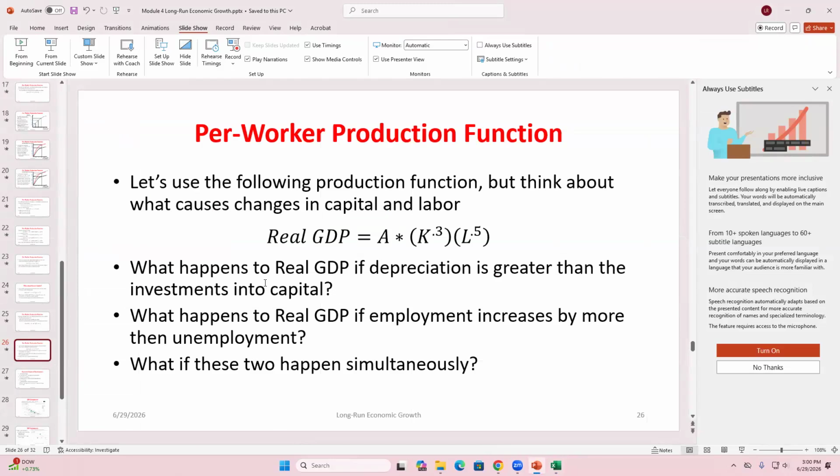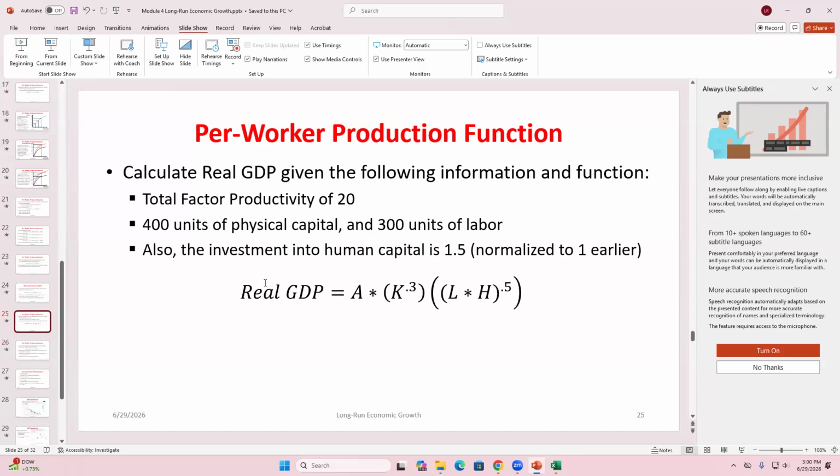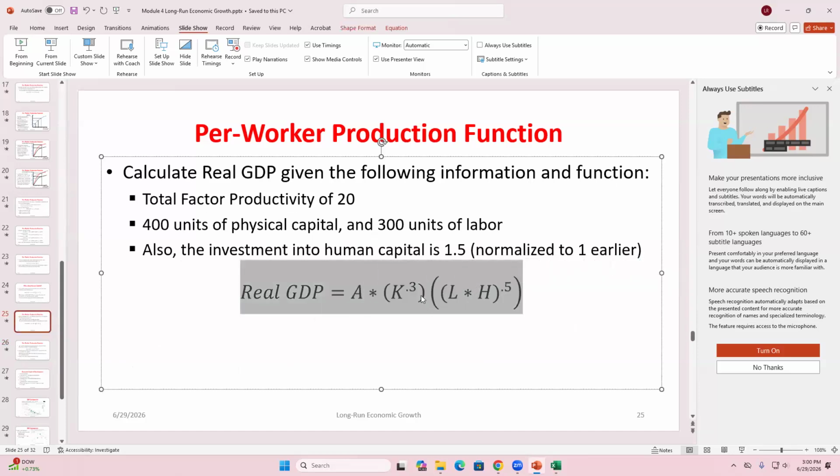Okay. And I could start to do any combination of these things. So the most complicated would be, let's say I had this production function, right? And I told you that we have increases in depreciation, while at the same time we're investing more into human capital. Well, there, depreciation going up actually decreases capital. Human capital investment increases this here. We have competing effects. The answer could be it depends.